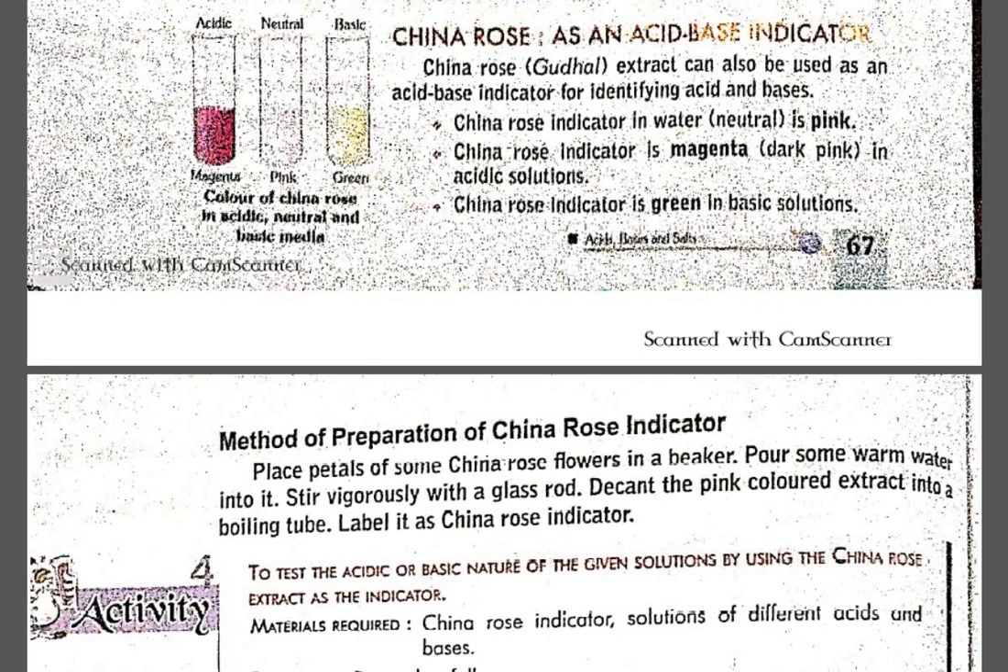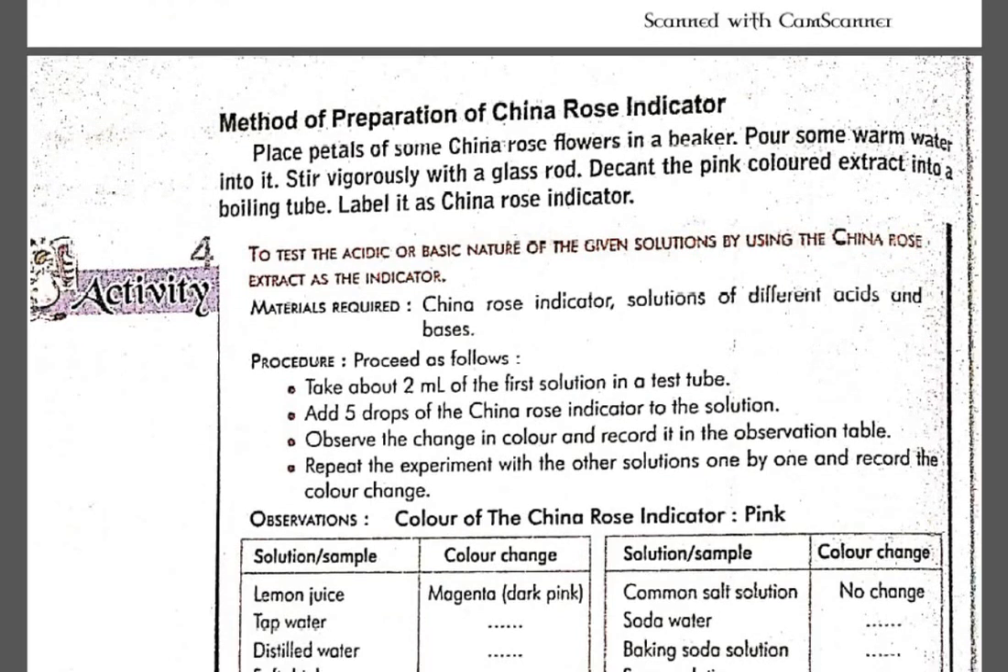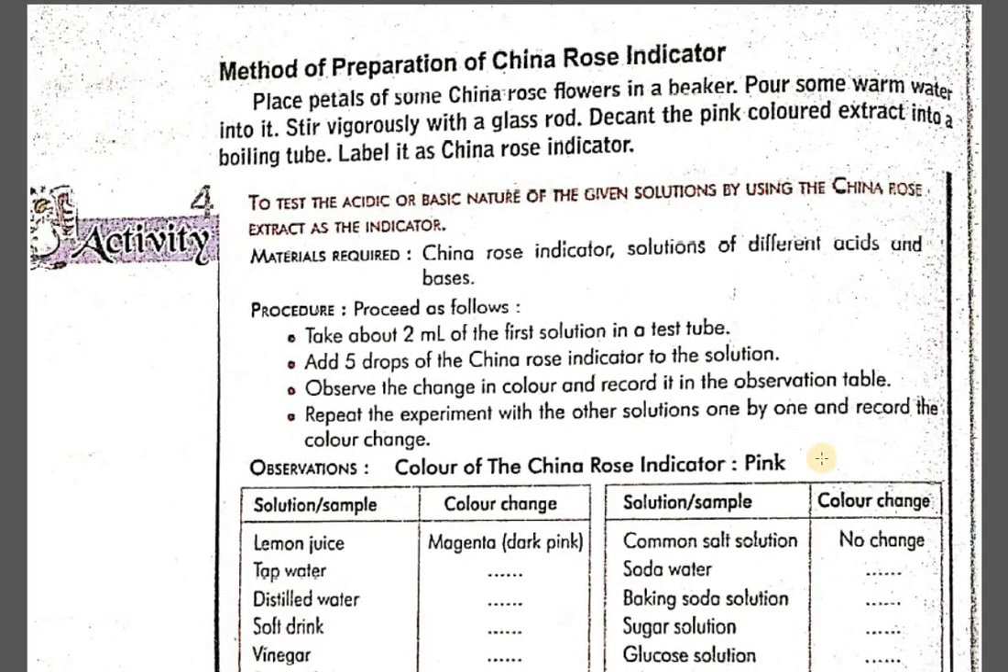So what is the method of its preparation? As you can see, you just have to place some petals of China rose flowers in a beaker, pour some warm water into it, stir vigorously with a glass rod, and then decant the pink colored extract into a boiling tube, and then label it as China rose indicator.